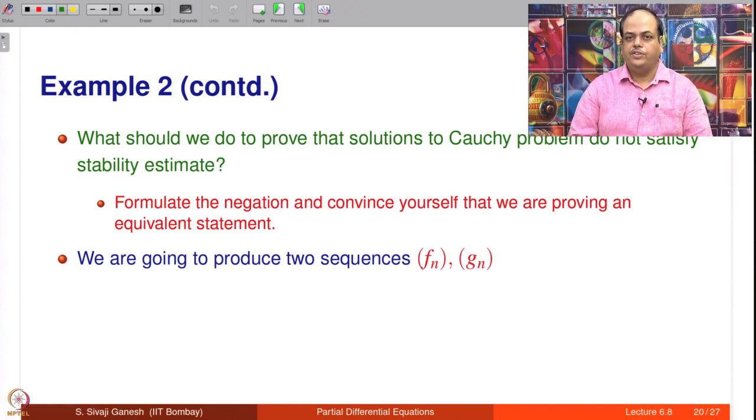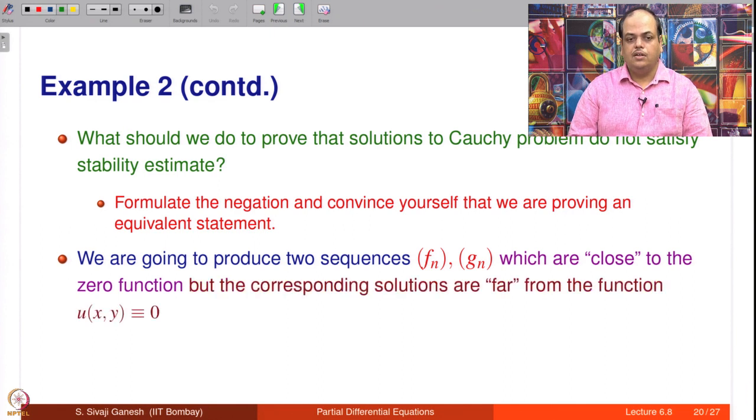The Cauchy data is f and g, right? So, we are going to take in place of f and g, f_n and g_n respectively. So, we are going to produce a sequence of Cauchy data f_n, g_n which are close to the 0 function, but the corresponding solutions are far from the solution u identically equal to 0. When the Cauchy data is 0, the Cauchy problem for the Laplace equation has 0 as a solution. So, this is that solution, which is the solution with 0 Cauchy data.